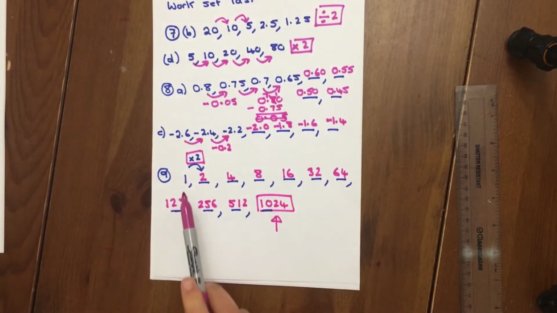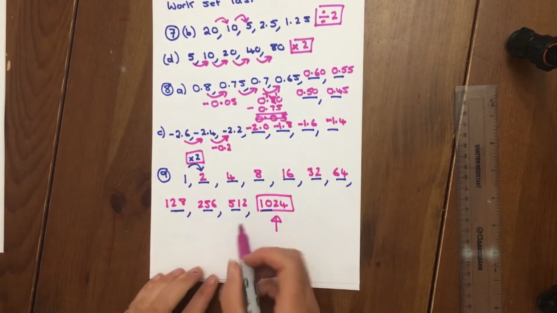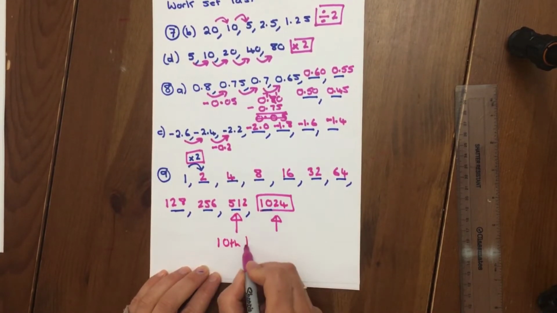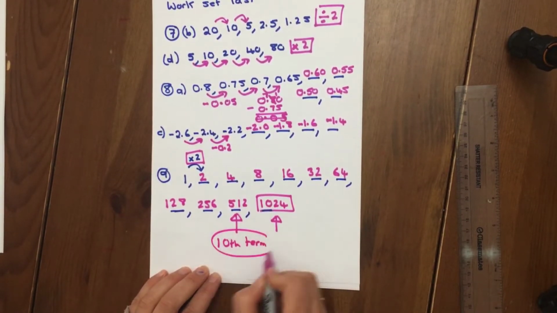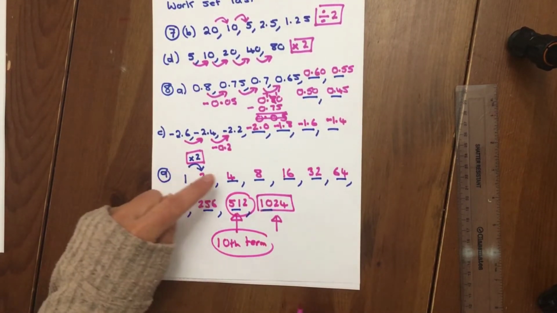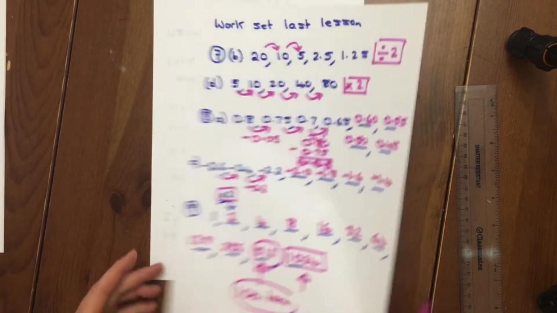Let's check this is correct. 1, 2, 3, 4, 5, 6, 7, 8, 9, 10. In fact, this is the 10th term here. This is the 11th term. This is the answer you want for the 10th term. 1, 2, 3, 4, 5, 6, 7, 8, 9, 10. Right, let's get on with today's lesson.